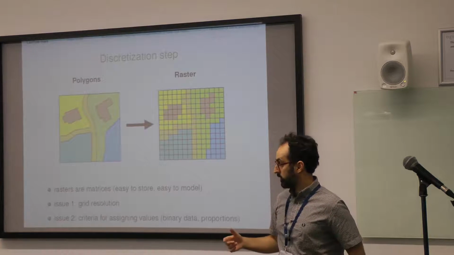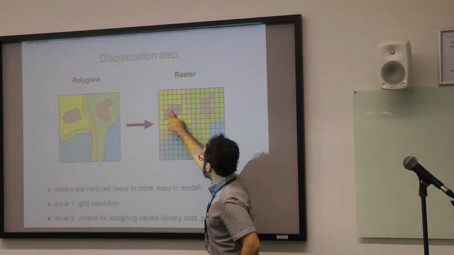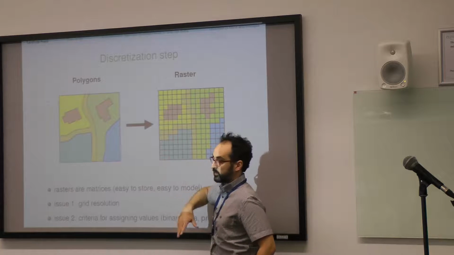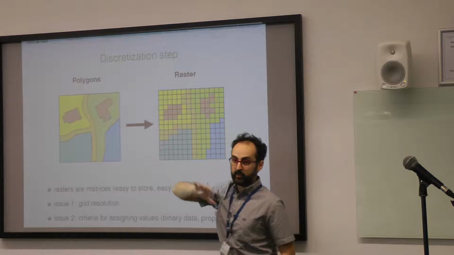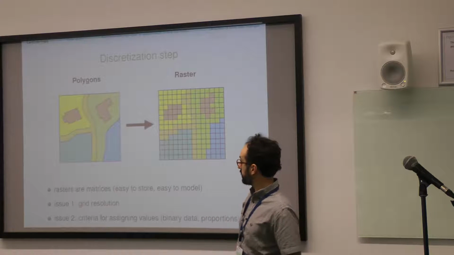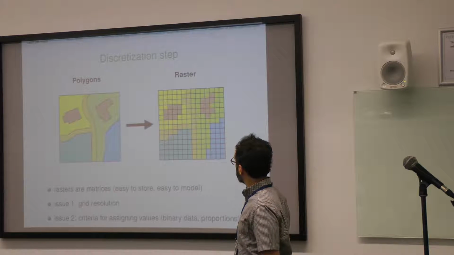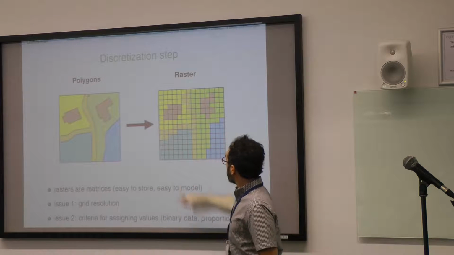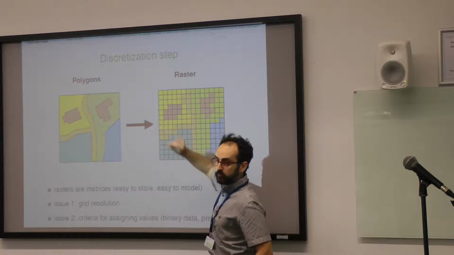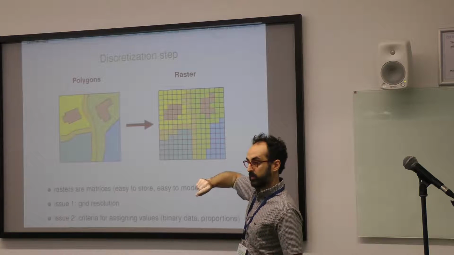So the most typical thing to do is to assign, for instance, this grid box to, say, urban use if the centroid of the pixel is covered by that type of urban use. Another criterion could be to divide the pixel into sub-pixels and count how many of them are covered by urban use.